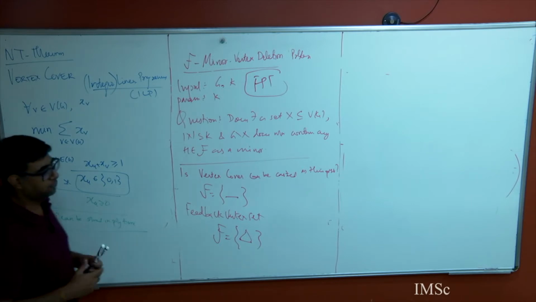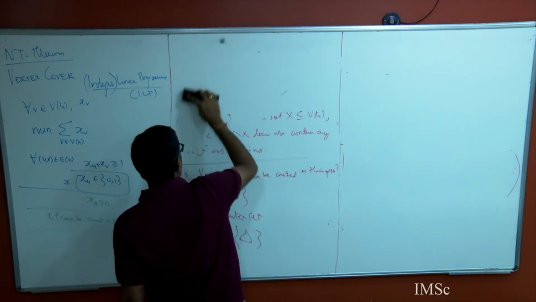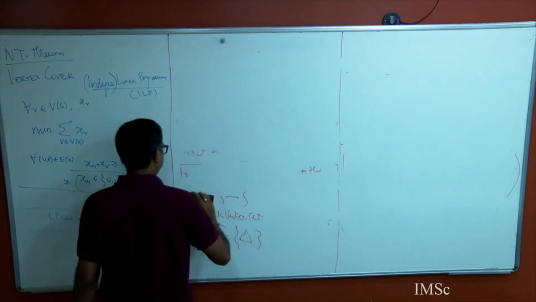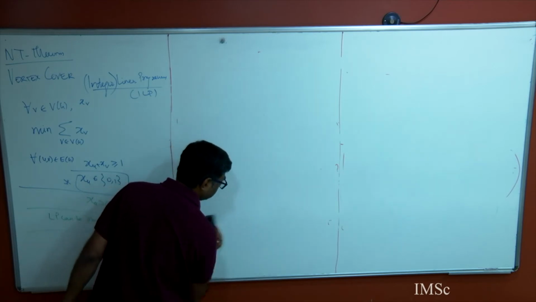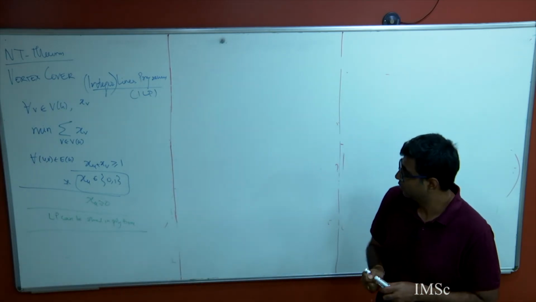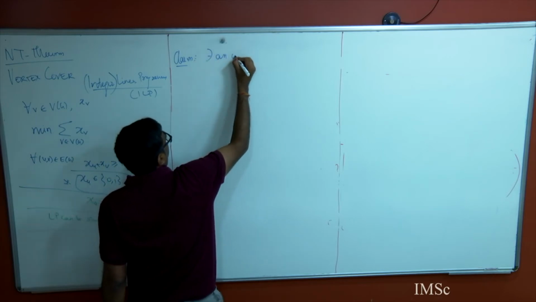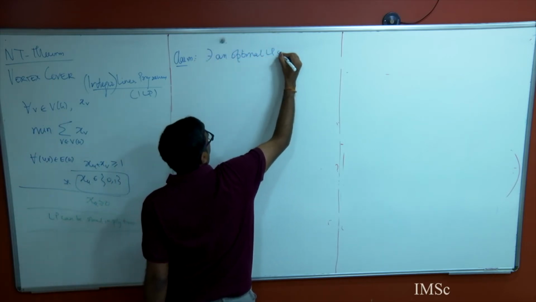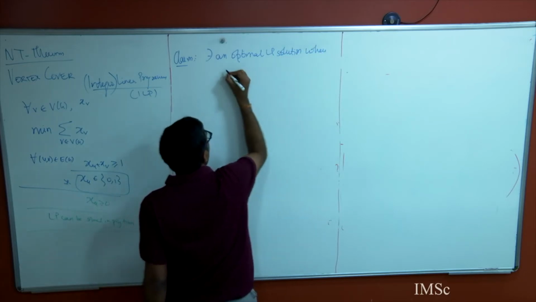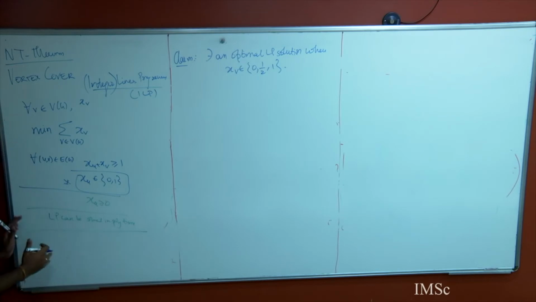Let's prove there always exists an optimal LP solution where x_v is in {0, half, 1}. I would like to prove this. First let's see how we'll go about proving it. I have solved the LP, and you will see from where the reduction rule comes in.